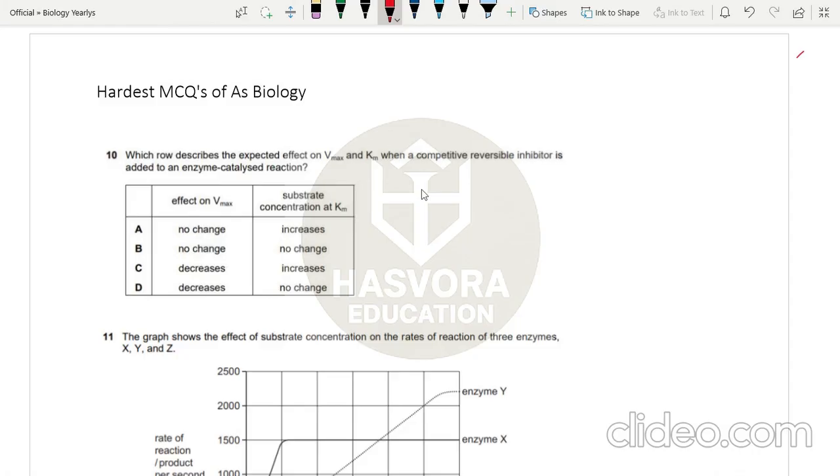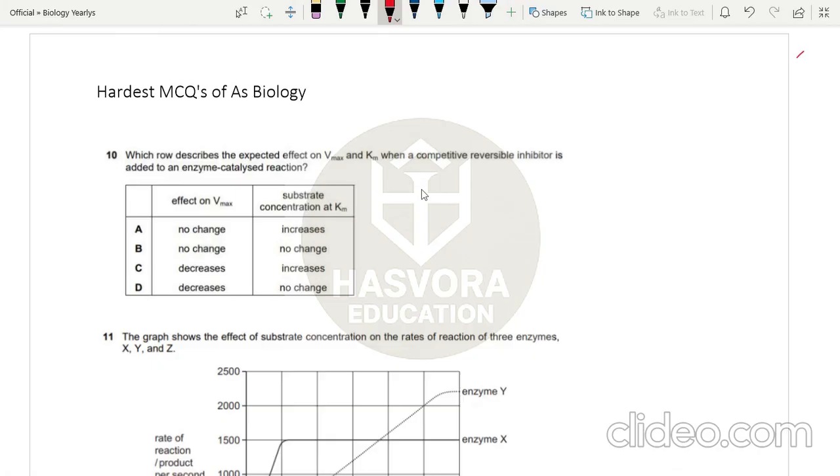Today we will be solving some of the hardest MCQs of AS Biology. I have compiled these questions from 2024. So now let's begin. These are about 20 questions, so I'll be solving them slowly because they involve some unique concepts. So let's begin. The first question that we have is, which row describes the expected effect on Vmax and Km value when a competitive reversible inhibitor is added to an enzyme catalyzed reaction?